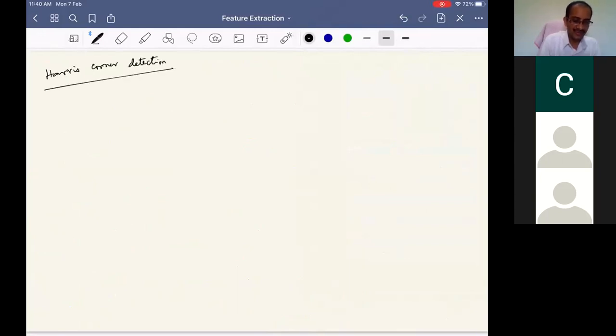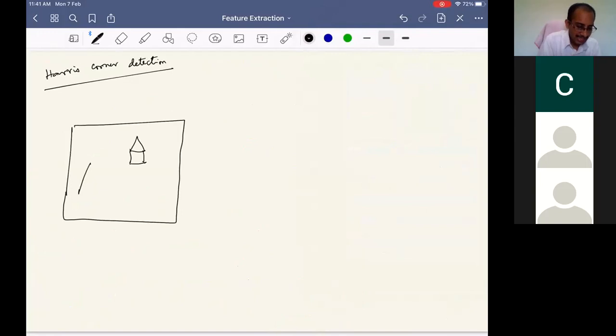The suggestion here is, can we simplify this? We don't want to compromise anything. I want to find out the same objects wherever they are, and then the corners and so on. I want to find them. However, can I simplify this? Can I identify them better?